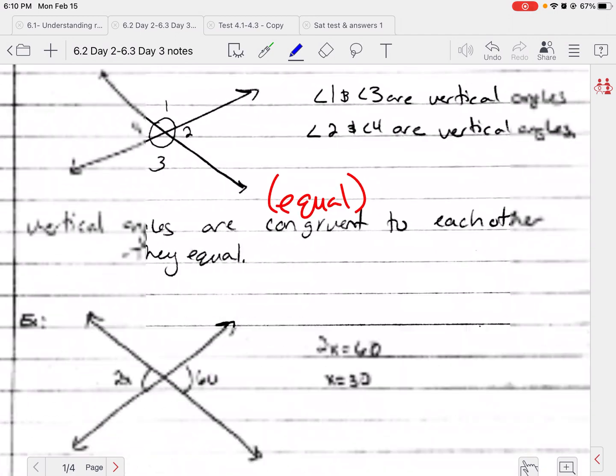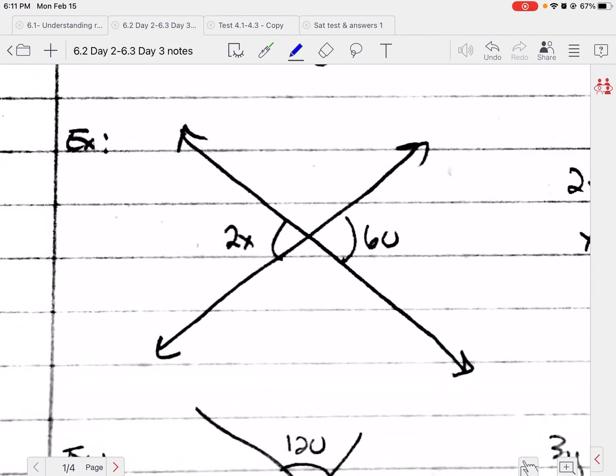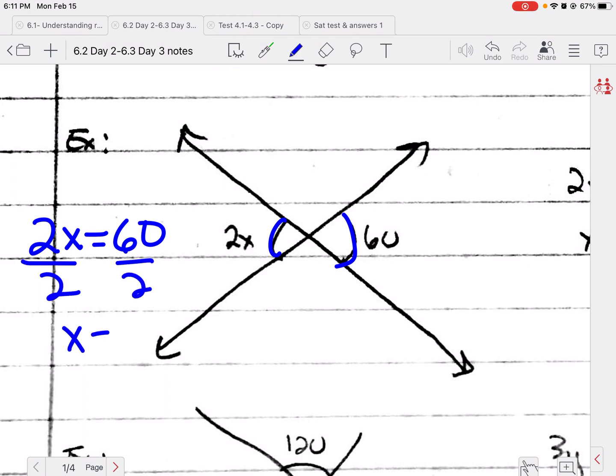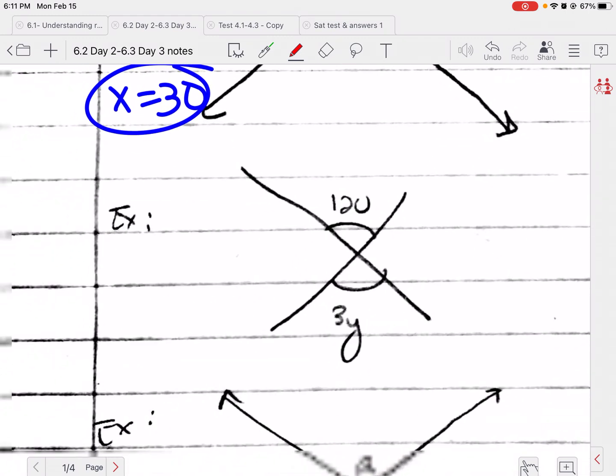So if I know, and I have this solved apparently, that these two angles are vertical angles to each other, then I know that 2x equals 60. And then I can solve for x by dividing by 2, so x equals 30. I should be able to give you a set of vertical angles and you should be able to solve for them.